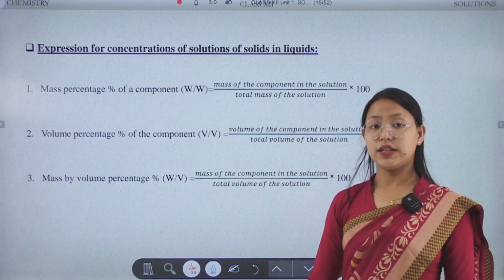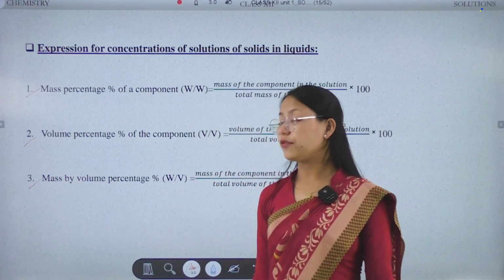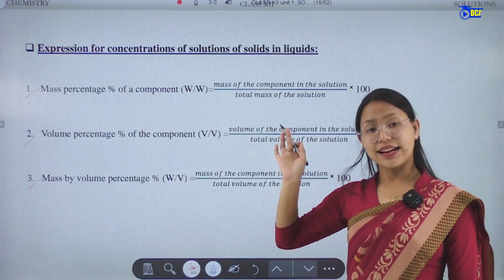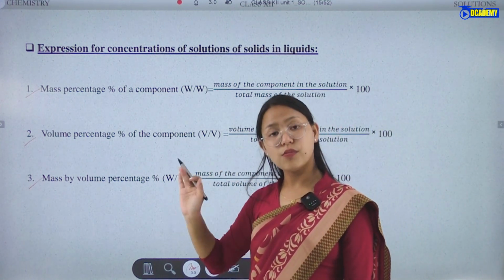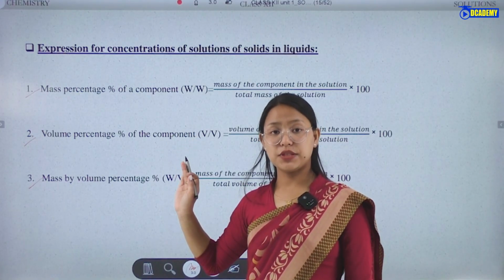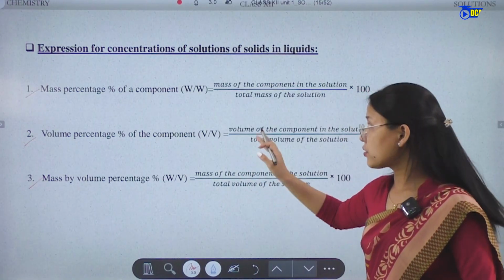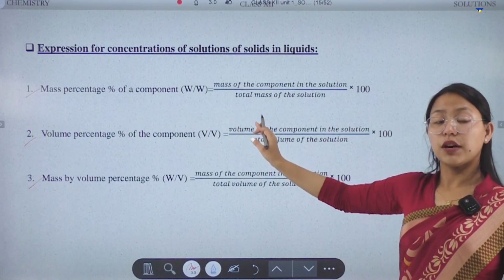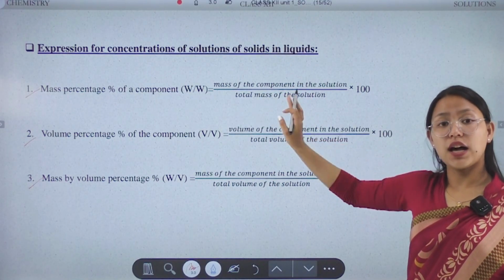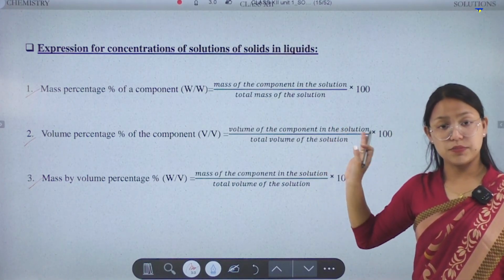Percentage, that is mass percentage, volume percentage and mass by volume percentage, we have already learned from childhood, in class 9, 10, 11. First, mass by mass percentage is the mass of the solute divided by the total mass of the solution, that is solute plus the other components of the solution, divided into 100. It is the mass by mass percentage.